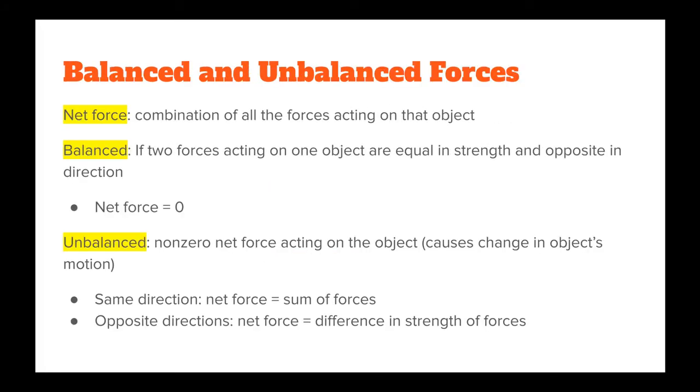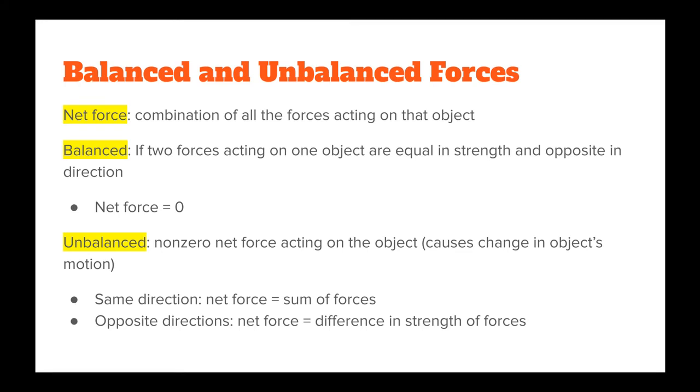There are also balanced and unbalanced forces. To talk about these, we have to know what net force is. Net force is the combination of all the forces acting on an object. A balanced force is when two forces acting on one object are equal in strength and opposite in direction. So for now, just up and down or left and right. Balanced forces have a net force of 0. Unbalanced forces have a non-zero net force acting on that object. This causes a change in the object's motion.